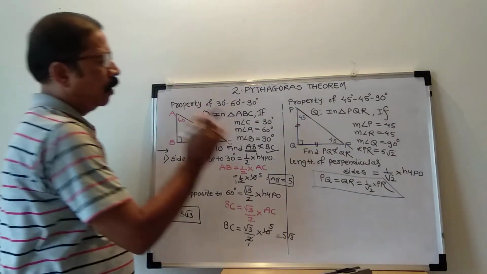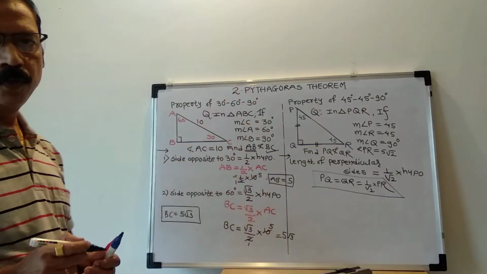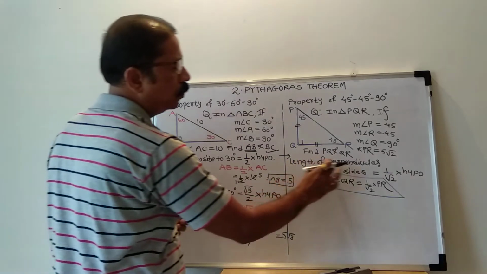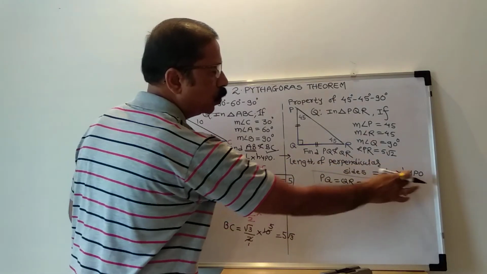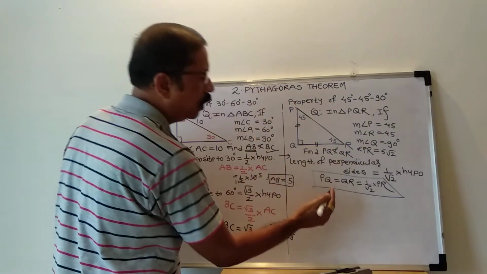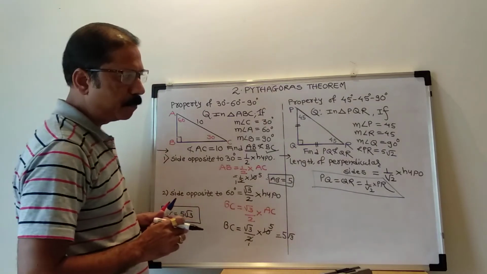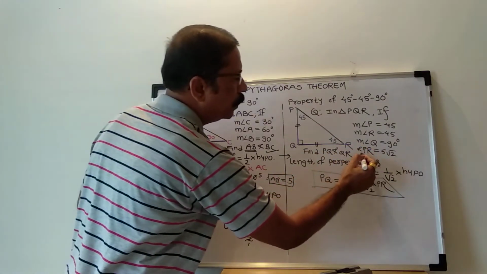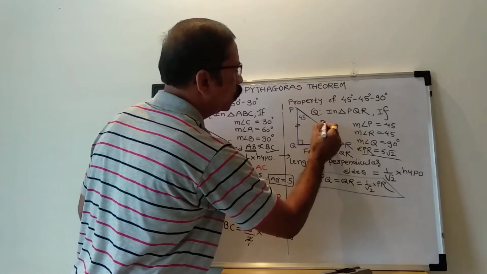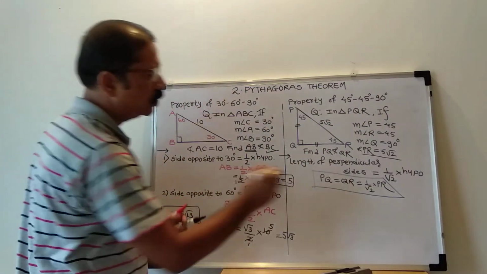How to solve this sum? This is the solution. First write down the formula. Length of perpendicular sides is equal to 1 upon root 2 into hypotenuse. Perpendicular sides are PQ and QR, equal to 1 upon root 2 into hypotenuse, which is PR. In this sum, the value of PR is 5 root 2. And you have to find PQ and QR. So just substitute the value.